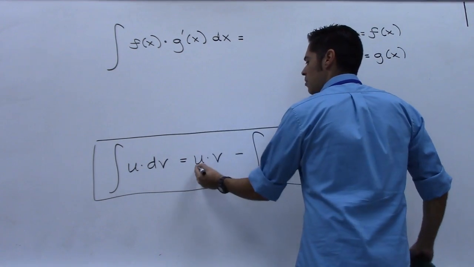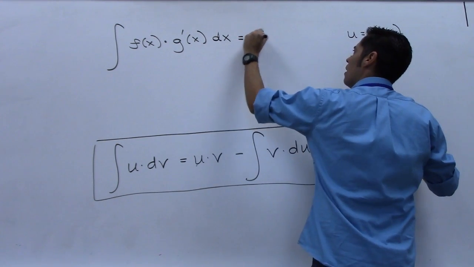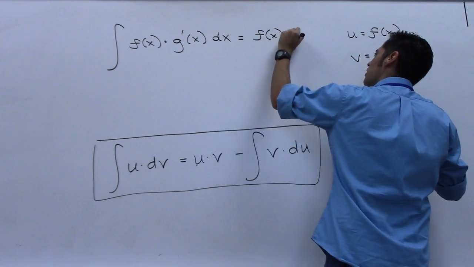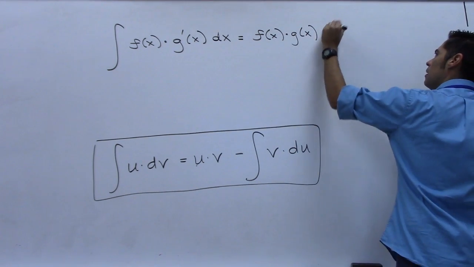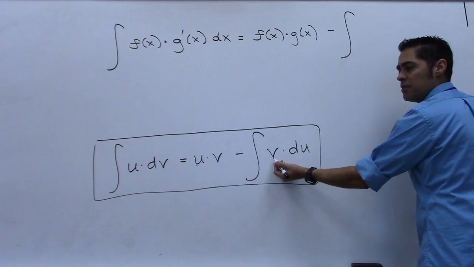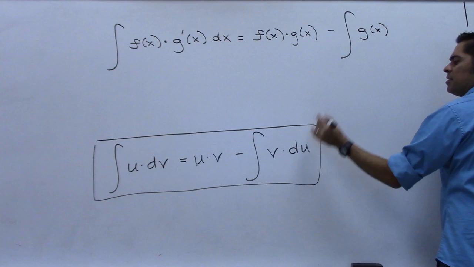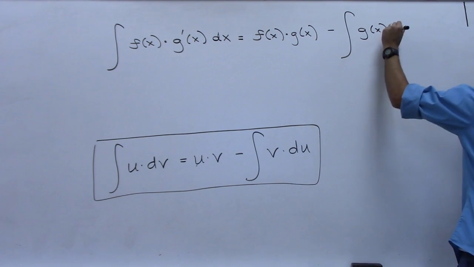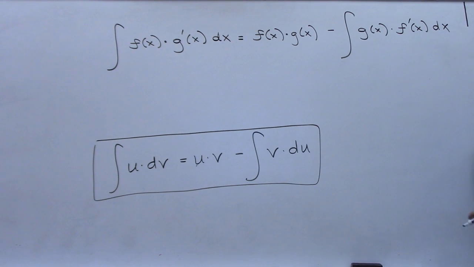Equals u times v. That's just these two multiplied, right? F of x times g of x. And then minus the integral of v, what's v? G of x. And what's du? The derivative of f. And then again, I'll write dx. See, that's kind of a longer formula to remember if you write it out that way. This is the shorter way of doing it.